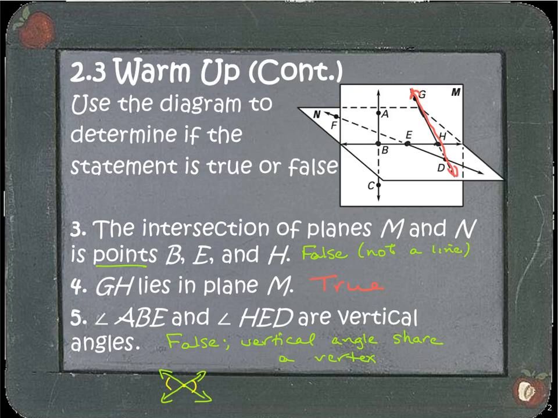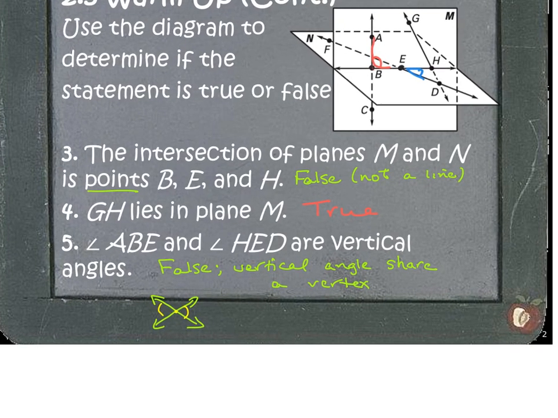And then the last one, ABE, let me go ahead and highlight that, which is right here, this angle, and HED, this one, it says, are they vertical angles? Maybe I shouldn't do it with highlight. Let me do it with the pencil. So ABE is here, this angle, and then this one. It says, are they vertical? And this is false. They need to share a vertex. So they need to look like these angles right here.